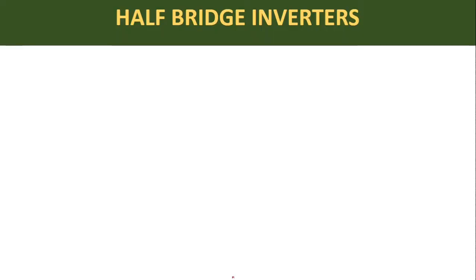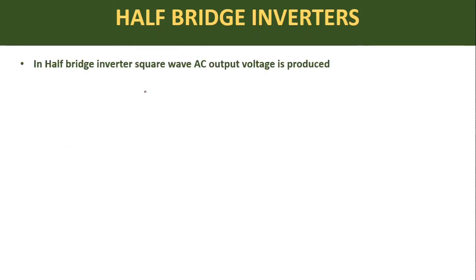Now we will discuss important features of half bridge inverter. This half bridge inverter is a voltage source inverter which can convert DC voltage into AC voltage. In this half bridge inverter circuit, the output which is produced is square wave AC output voltage. The load which is used in this half bridge inverter circuit can be resistive load or RL load.